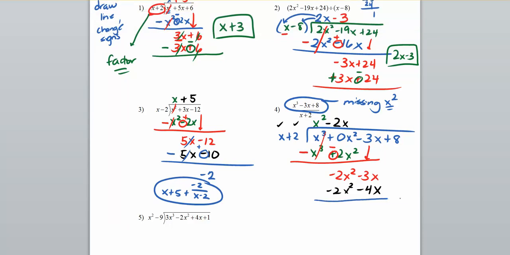So if I draw my line, change the negative that was there to a plus, so that way these will cancel. This negative changes to a plus. Negative 3x plus 4x is x. And then I have to bring down the 8.